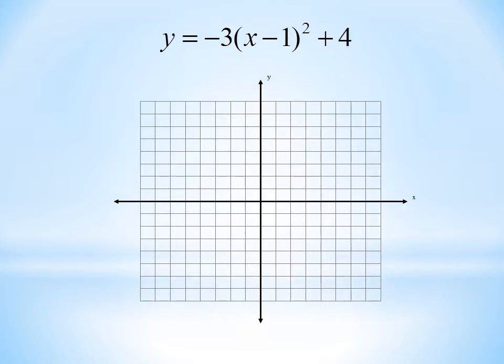All right, now let's see what happens if I have an a value that is negative. So once again, my vertex is 1, 4, so we'll plot the vertex. Normally I would go over 1 up 1, but now I'm going to go over 1 down 3. Normally I would go over 2 up 4, but now I'm going to go over 2 down 12. And I can reflect these points.